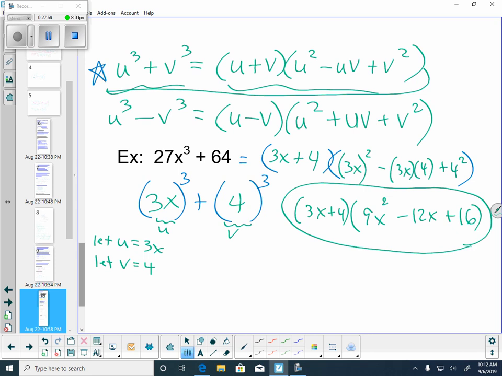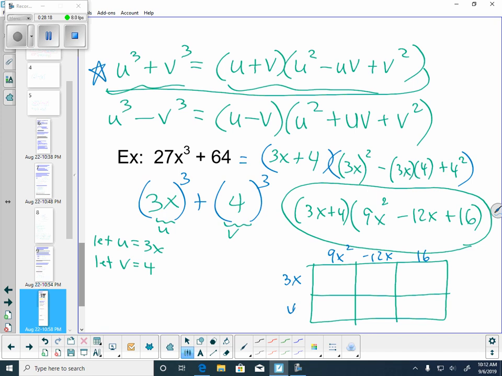By the way, if we were going to multiply this binomial times this trinomial, remember last time we talked about using the box method? If we put a 9x squared, minus 12x, 16 here, 3x here, 4, and fill in all these boxes and combine all like terms, what are we going to end up with?